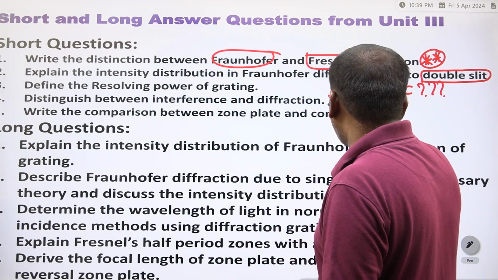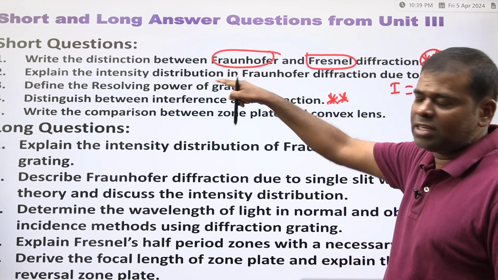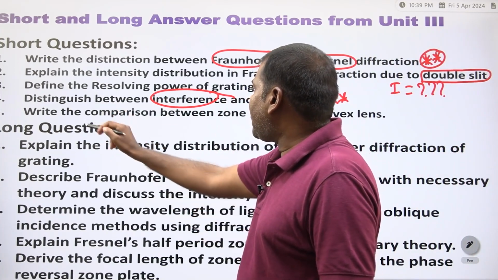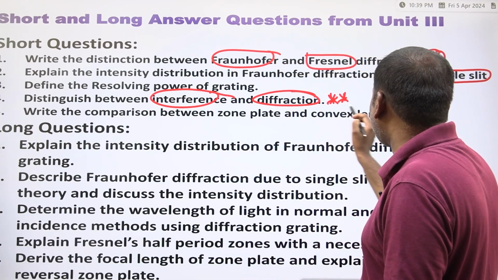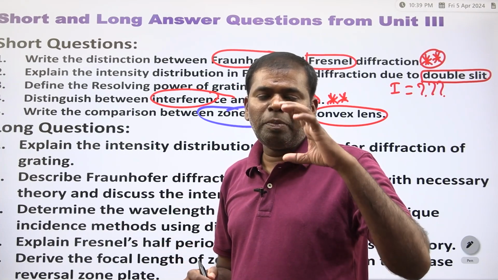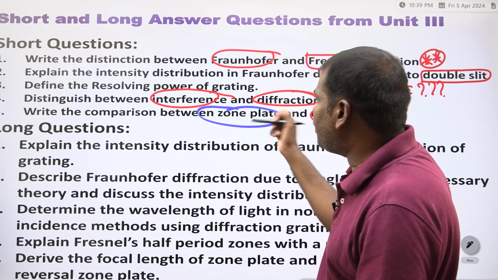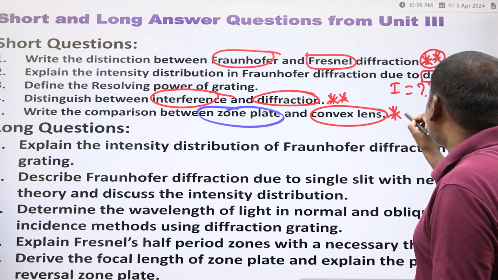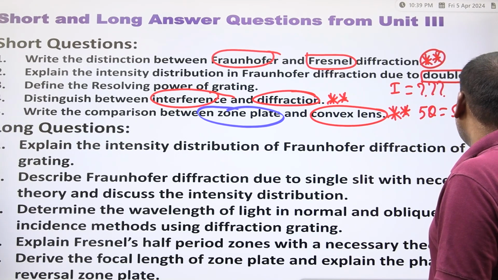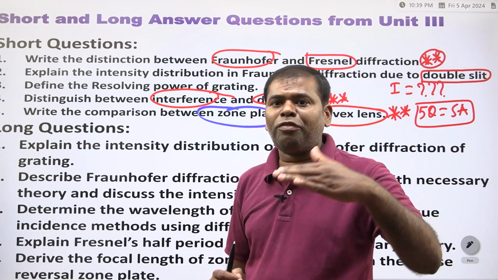This is also very, very important. Two varieties of difference are there. One is the Fraunhofer and Fresnel diffraction difference. Another one is the interference and diffraction difference. Write the comparison between the zone plate and convex lens. What are the comparisons? Zone plate can act as a convex lens. So how many comparisons are there? You have to compare. This question also comes as a short question. So these 5 questions I made as short questions, right? These 5 questions you have to read, that is enough for you.